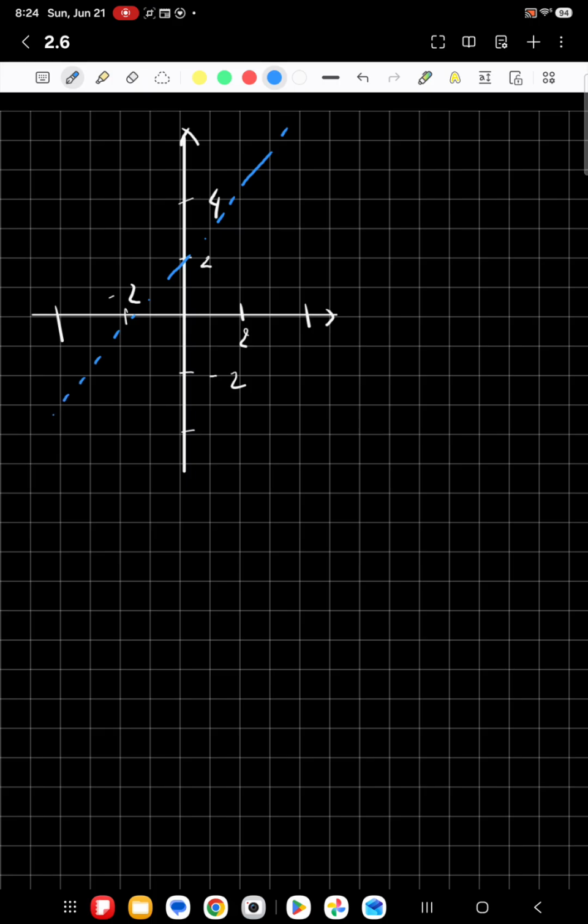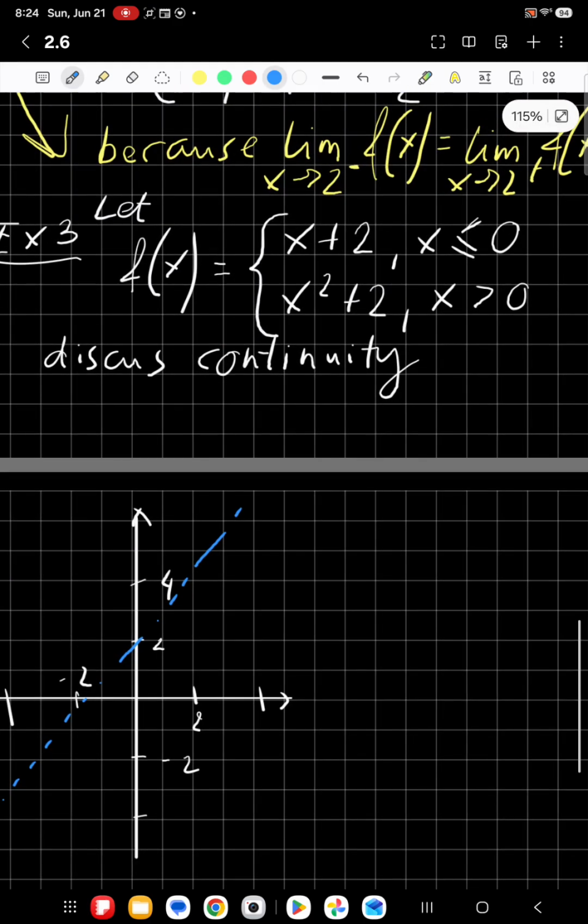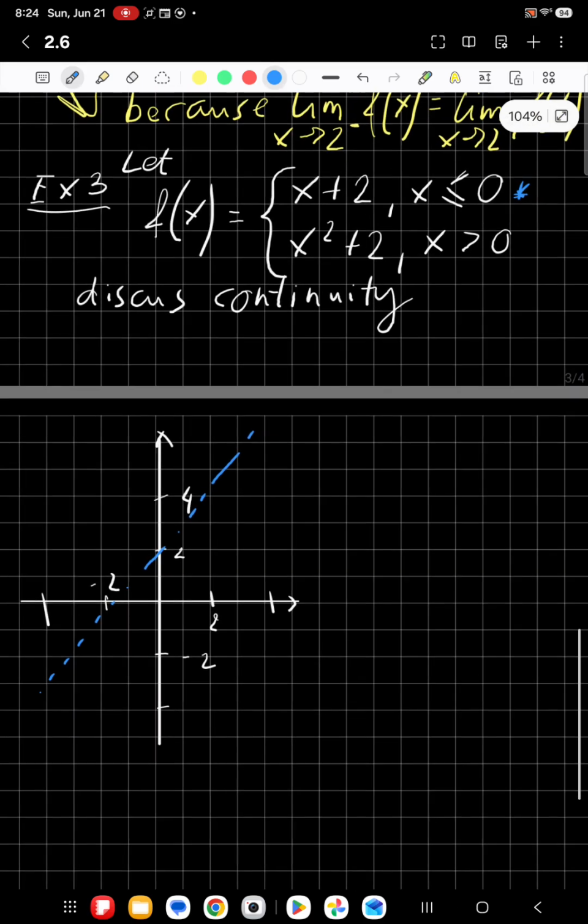And what we need is the part of the function. So it says x plus 2 for x's, we're here, right? Should be. Let's make it blue. Right, so this is our function we're graphing currently. Okay.